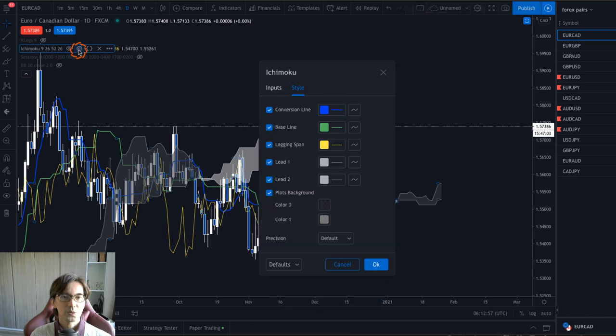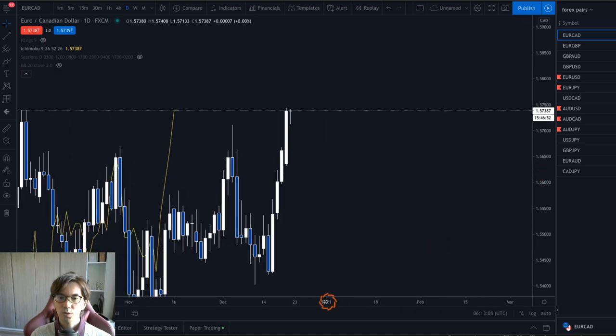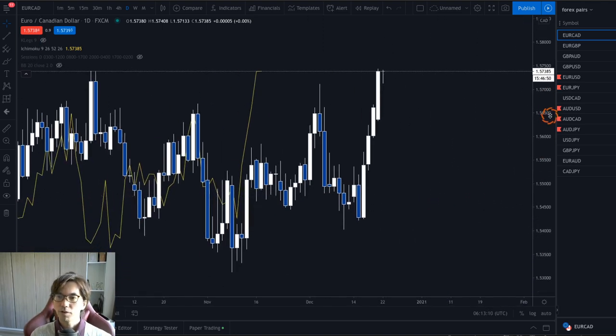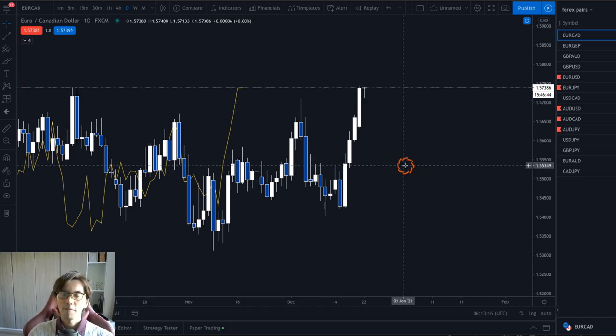Let me show the Chiko Span only. Let me take out all these other lines and just get the Chiko Span here. We'll check some charts today, in real time, and see what's happening in the market based on the Chiko Span only. Chiko Span shows the momentum of the market.